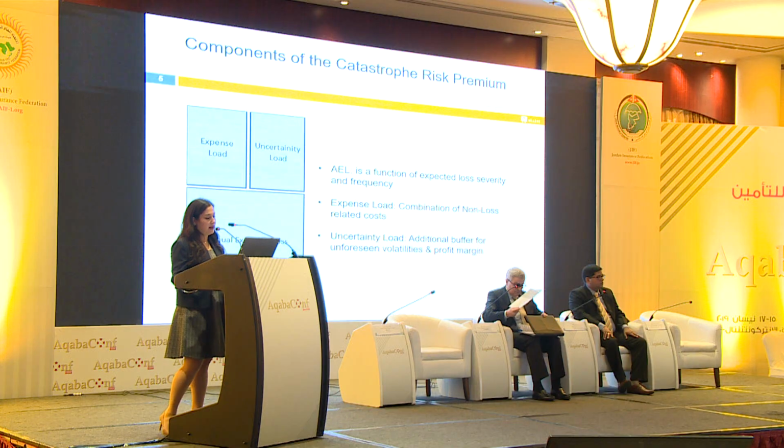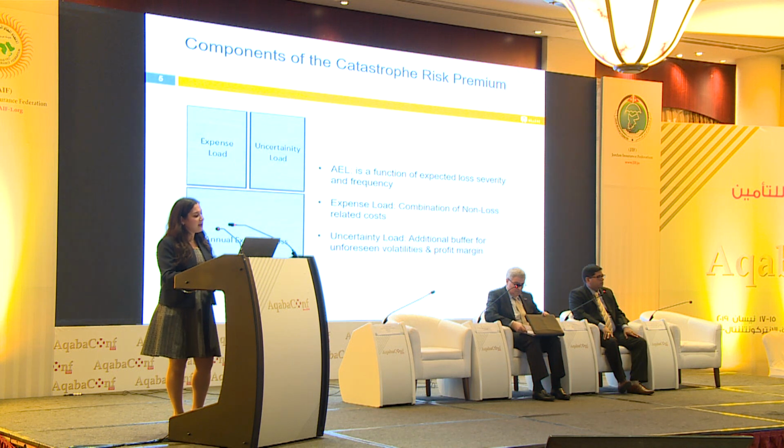I would like to have a look at the components of the catastrophe risk premium. The annual expected loss is a function of probable loss severity and frequency, which is calculated by using companies' related exposures in respect of the relevant peril in conjunction with the policy conditions, like the sums insured, policy limits, the original deductible, the coinsurance level, and the underlying covers, if any.